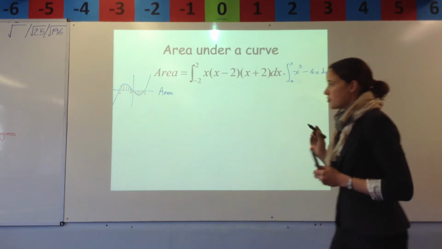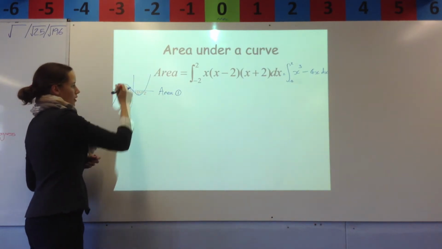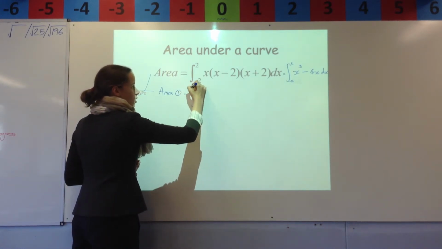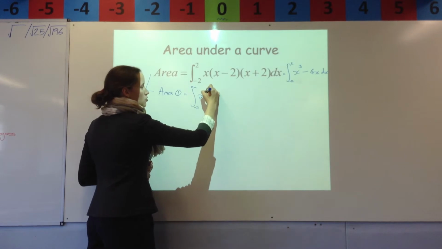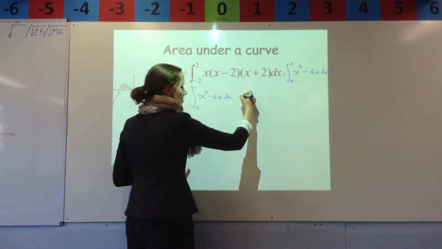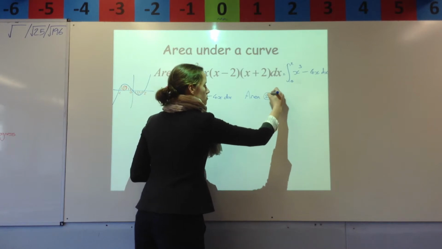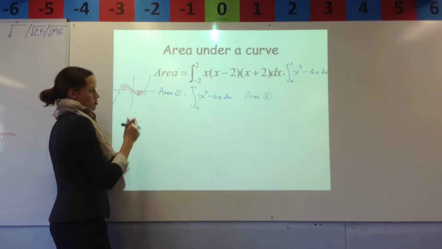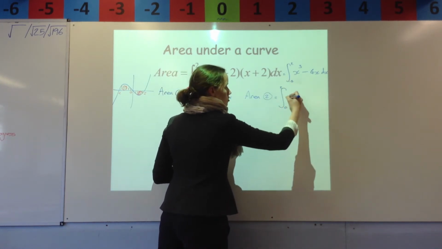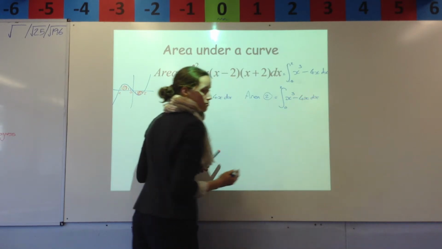dx. Okay, so when we find the area separately, the area of region 1, I'm going to call this one region 1. Well, that's going to be the area, and we're going to integrate it from -2 up to 0. And that's going to be of x cubed minus 4x dx. And then we are separately going to find the area of 2. And this here would be the area of 2. Area of 2 is going to go from 0 up to 2 of x cubed minus 4x dx.